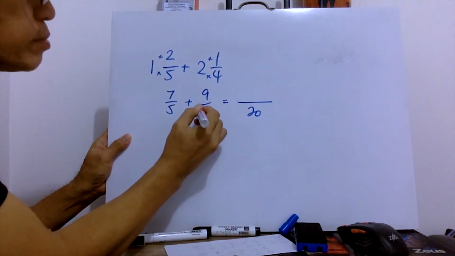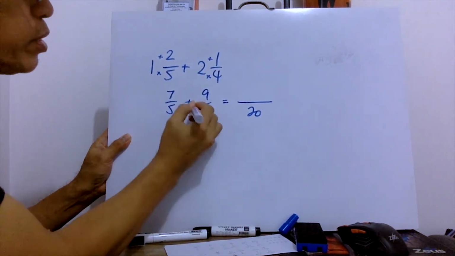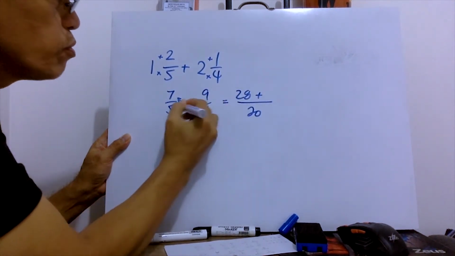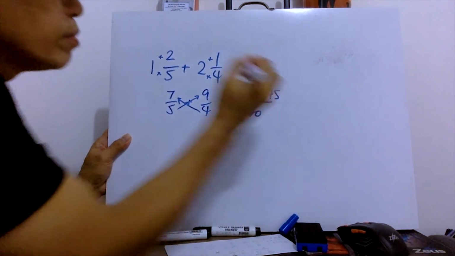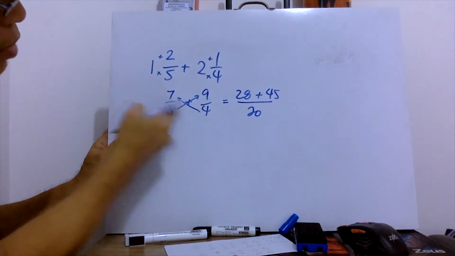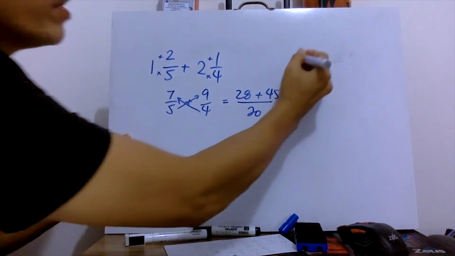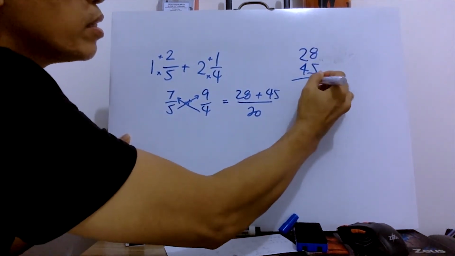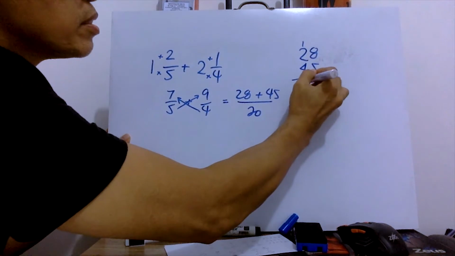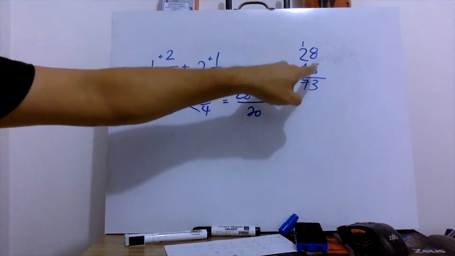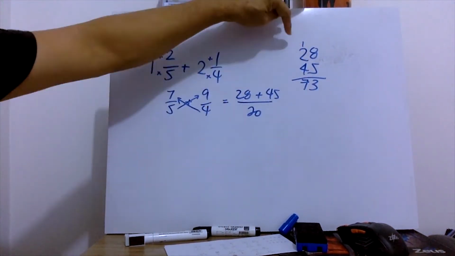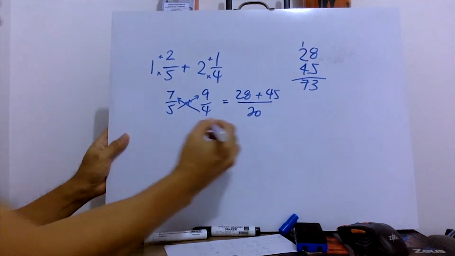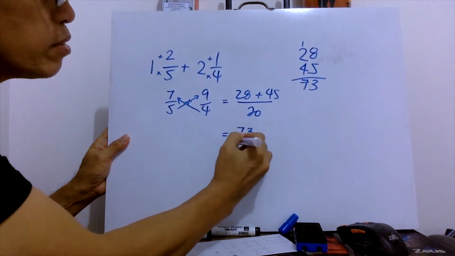20, multiply 5 times 4. And then this one becomes 28. Then this becomes 45. Okay, 7 times 4 is 28. 5 times 9 is 45. Then we add 28 and 45. 8 plus 5 is 13. Bring down 3, carry 1. 2 plus 4 is 6, plus 1 is 7. So it's 73 over 20.